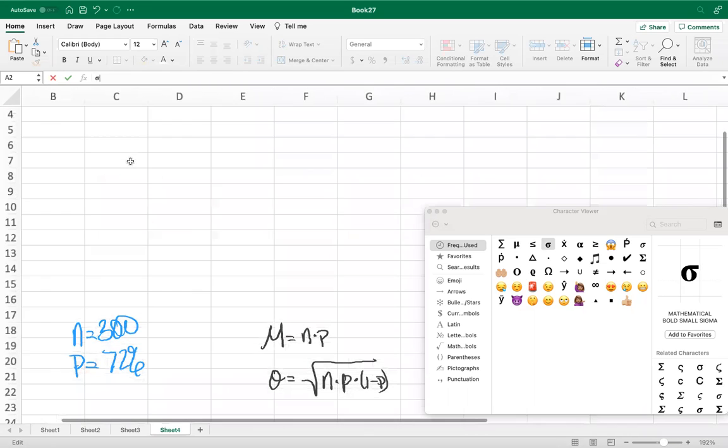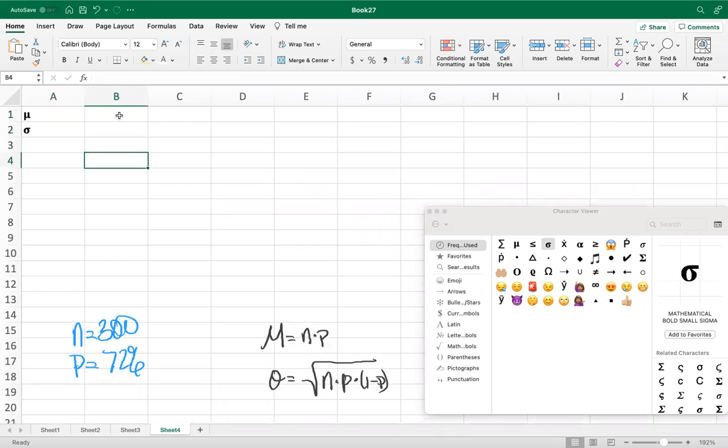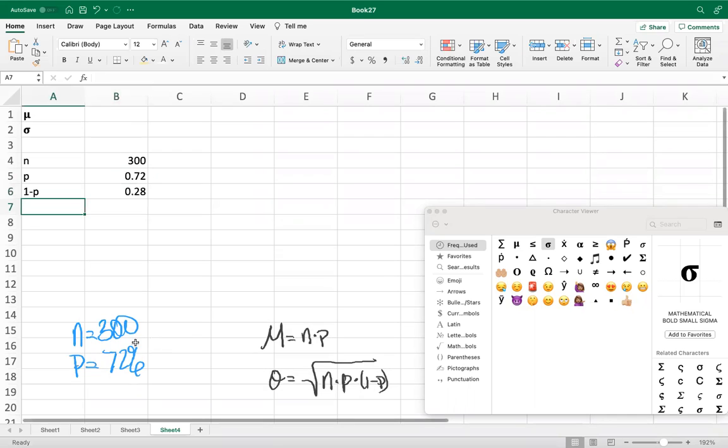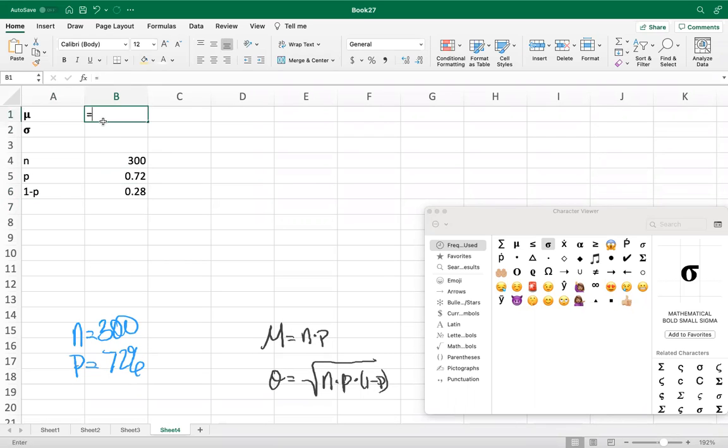And let's zoom in a little bit so we could see what's going on. So we have these values here. Let's figure out what n is. So n is 300. P is 72% or 0.72. And 1 minus p is equal to 1 minus b. There we go. And we said that the mean is equal to n times p.